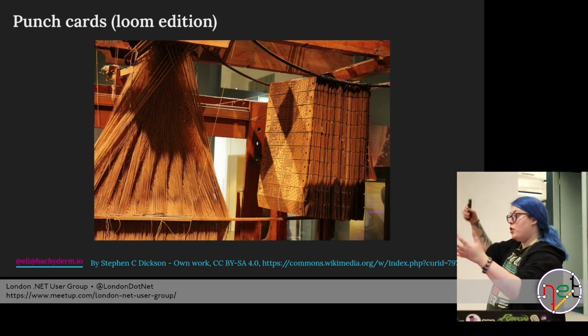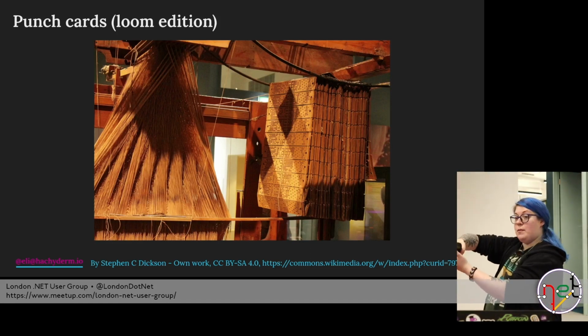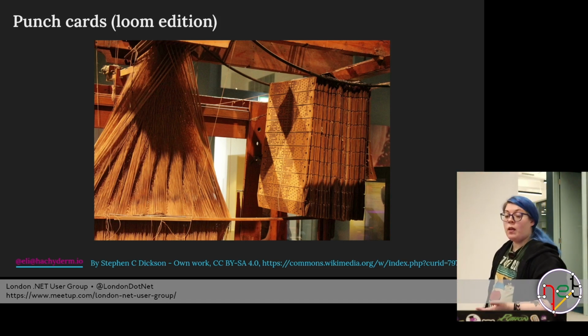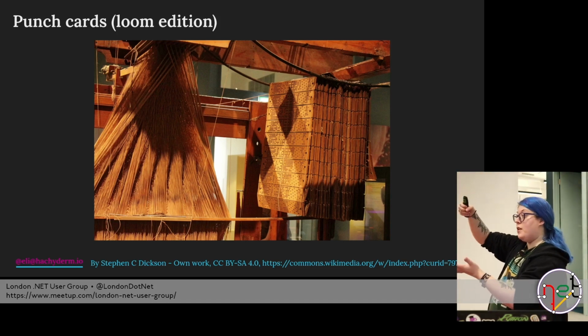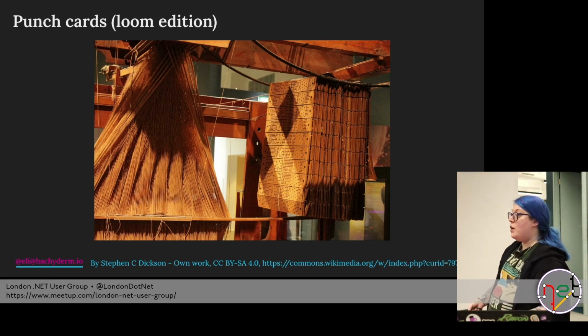And there's a punch card that will let that hook mechanism be activated. If something can pass through that, it will activate that hook and say, okay, that hook's going to pick up a thread. And if there's no hole in the punch card, that mechanism can't be activated. So your punch card is 1s and 0s. Is this thread going to be picked up or not?